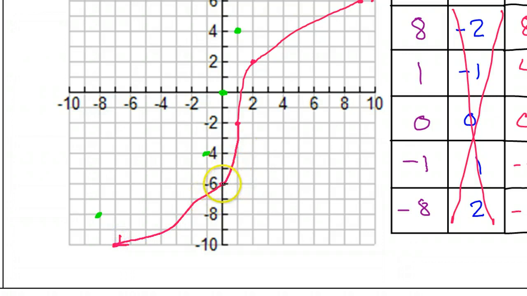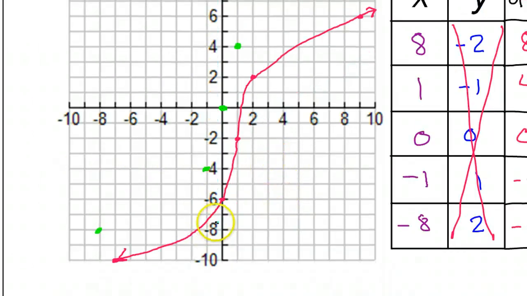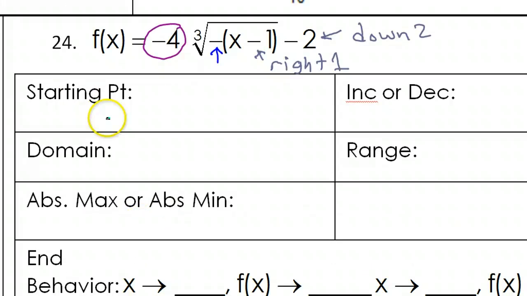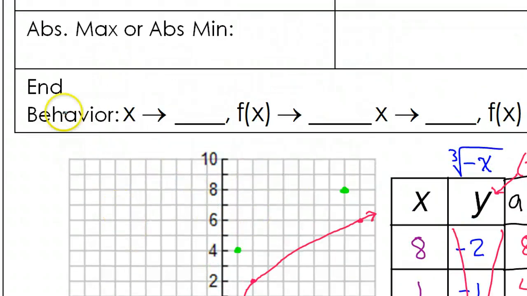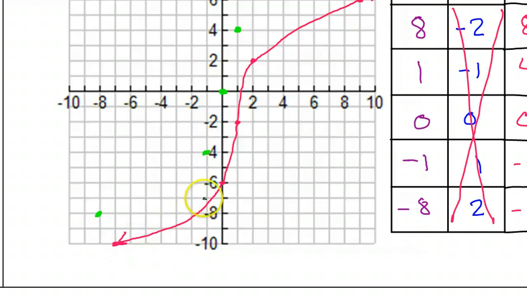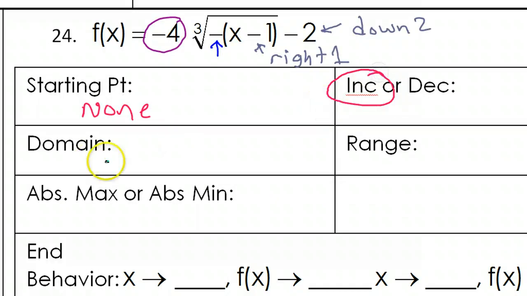Alright, got a little squiggly there, but you get the idea. Alright, so your graph should look something like that. Now, let's answer these questions up here. Starting point, well, in the middle here at 1, -2, there's a point of inflection. I wouldn't really call that a starting point, so I'm just going to say none. Is it increasing or decreasing? From left to right, it's going uphill all the way. So that is increasing.